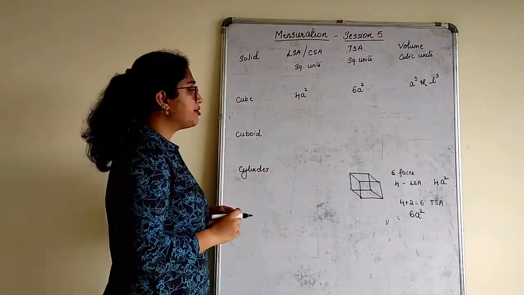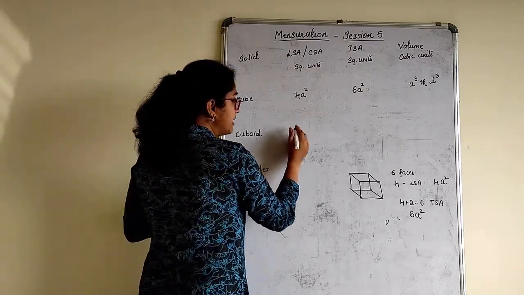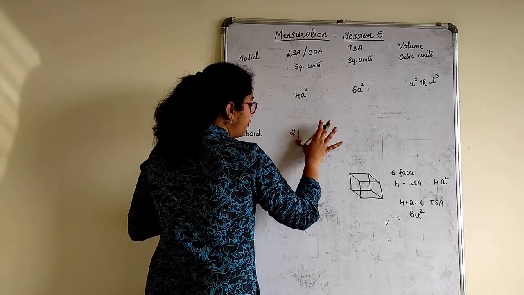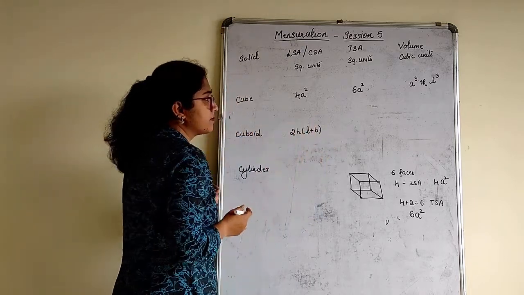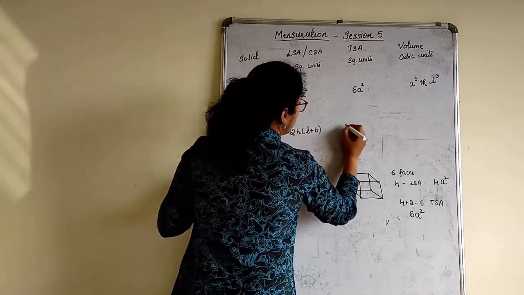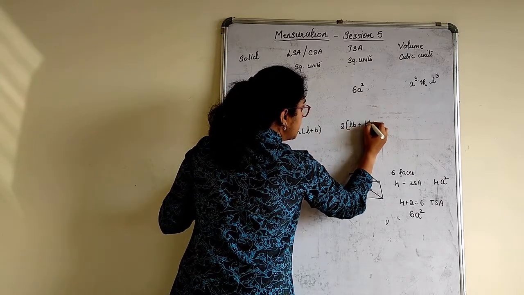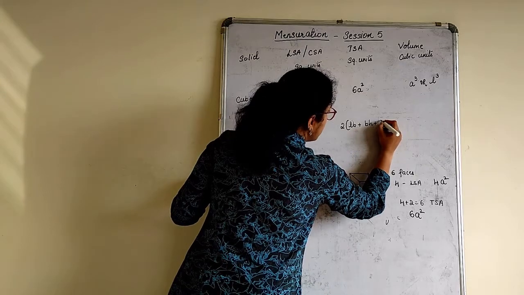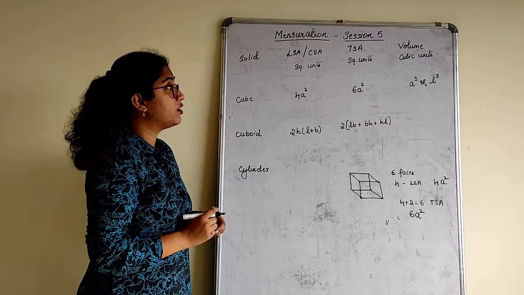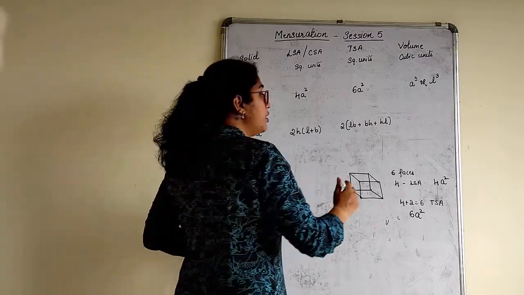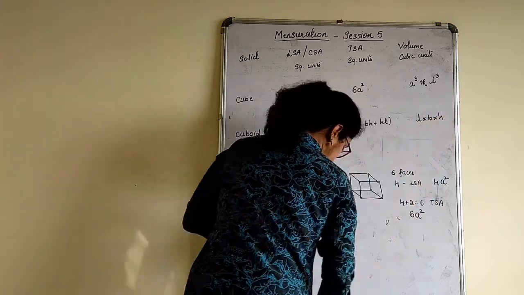Okay. Let's talk about a cuboid. Cuboid is a bit different. We don't do any derivation. When we talk about LSA, it is 2H of L plus B. TSA is 2 of length into breadth plus breadth into height plus height into length. This is the total surface area of a cuboid. Then volume is length into breadth into height.